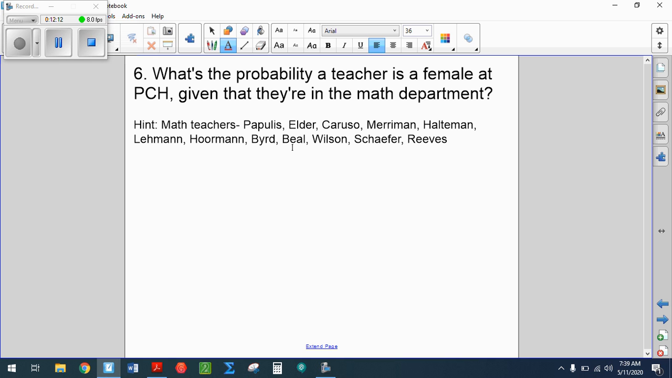What's the probability a teacher is female at Parkwood Central High School, given that they're in the math department? So instead of taking the entire staff of teachers at Parkwood Central, we're just looking at the math department. That's nice because there's only 12. So now there's 12 teachers to choose from. How many are female? Miss Elder is 1, Miss Crusoe is 2, Miss Merriman is 3, Mrs. Horman is 4, Miss Beal or Miss Jafari is 5, Miss Reeves is 6. So it looks like that would be 6 out of 12, or 1/2.